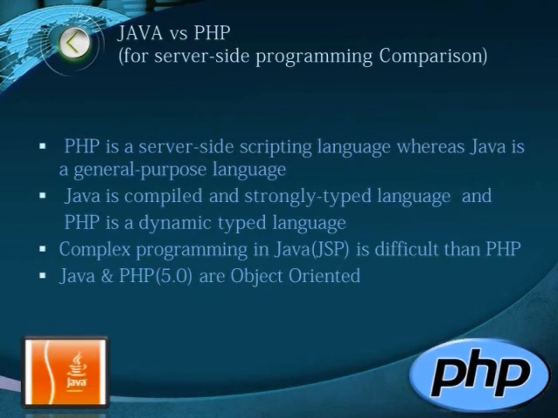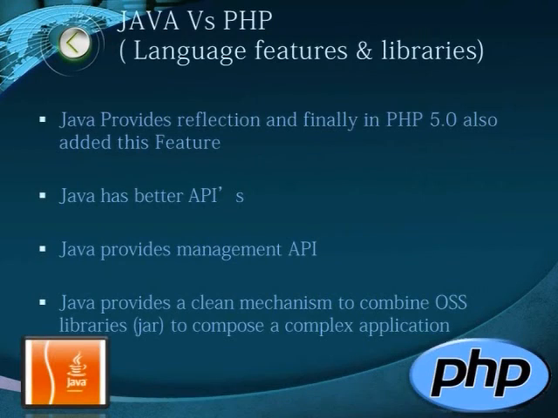On the other hand, PHP is a dynamic type language. Hence, only for server-side programming does the comparison between Java and PHP make sense. Java is object-oriented. Now, PHP 5.0 is also object-oriented. Java provides reflection, such as reverse engineering classes, interfaces, and functions. PHP finally added the same feature in PHP 5.0.